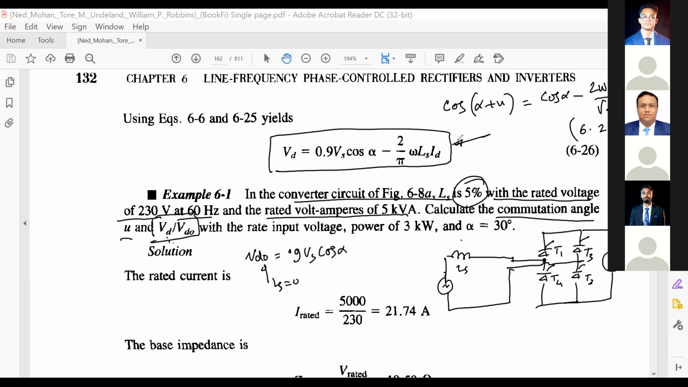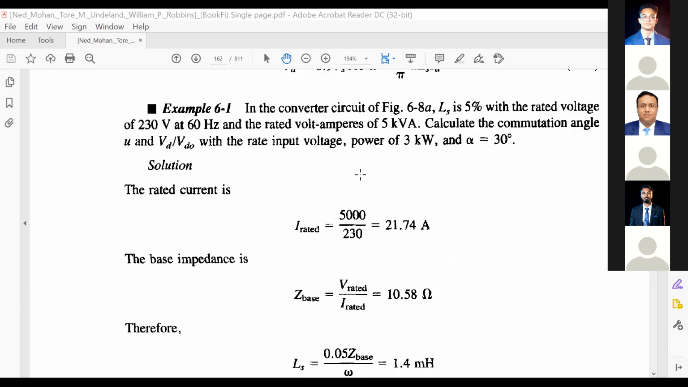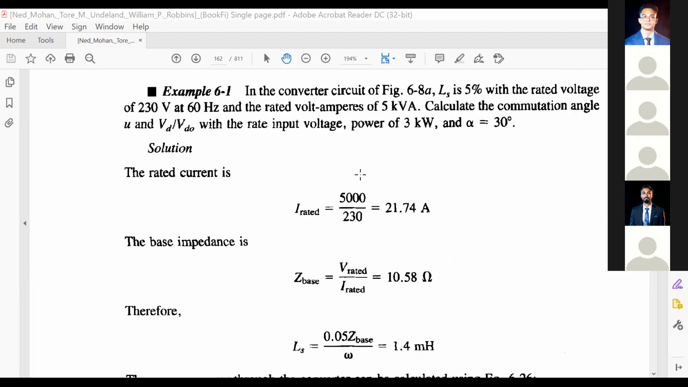So we have to find Vt. Vt will be given by this equation. If you know alpha, omega, Ls and Id, then you can always find out the result. Then we have to find Ls first, right? If you don't say yes or no, how can I understand you are with me? Hello? Yes, sir.